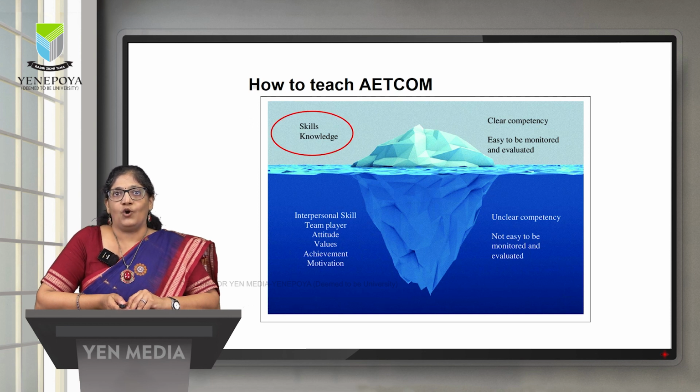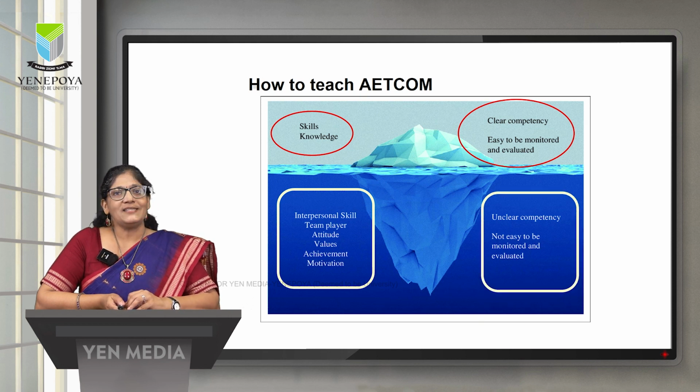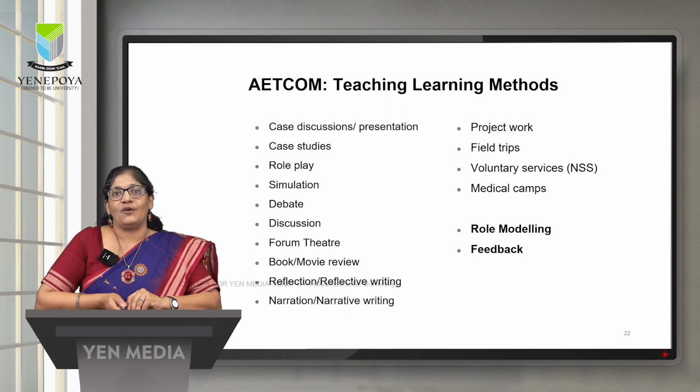When I say skills and knowledge, it's easy because there are clear defined competencies. We know what we need to teach, monitor and evaluate. Things such as interpersonal skills, being a team player, attitude, value, achieving something, motivation, these are a little vague, unclear competency. If the competency is unclear, I, the teacher, am also not sure how I should teach them, monitor or evaluate them. The things which worked very well for skill and knowledge such as lectures, didactic interactive lectures or practicals may not always work when we are talking of AETCOM.